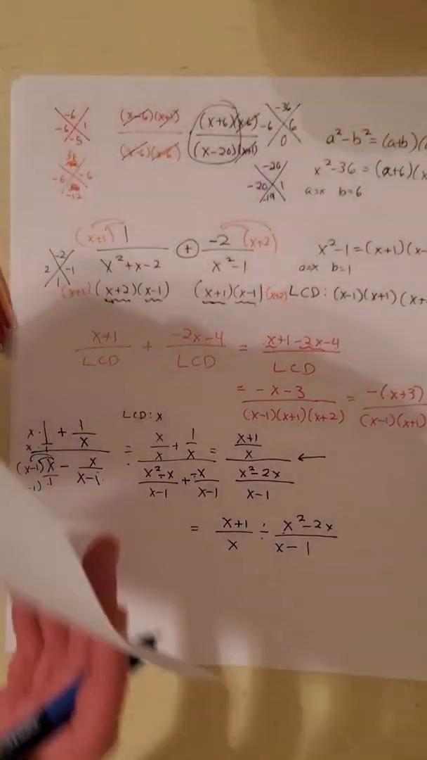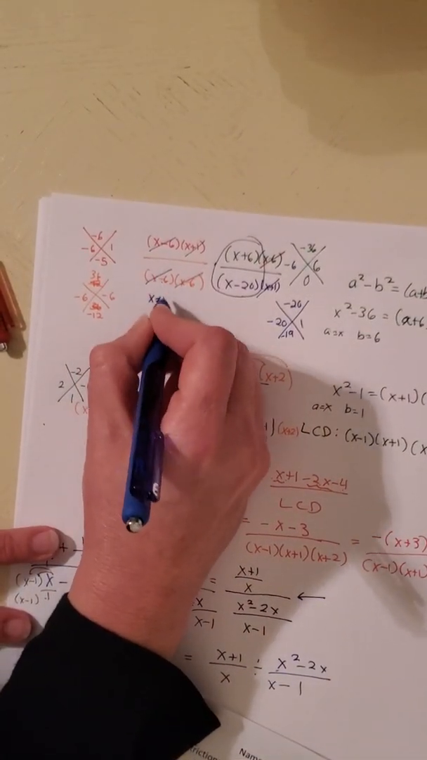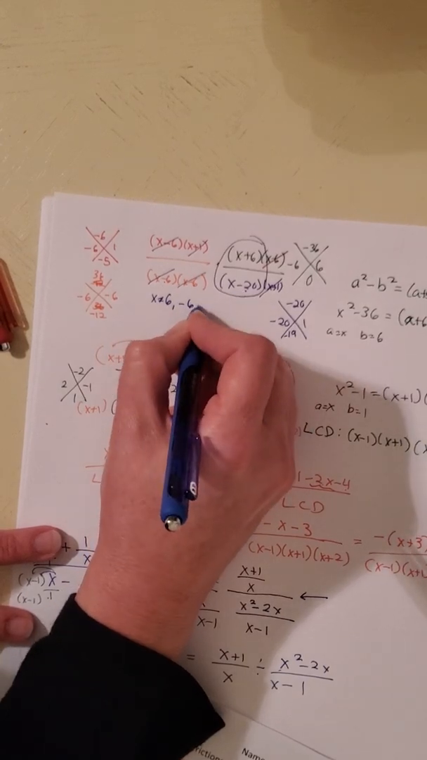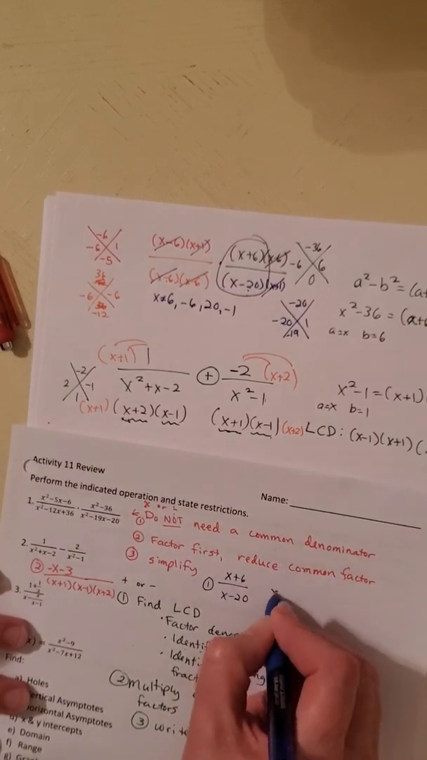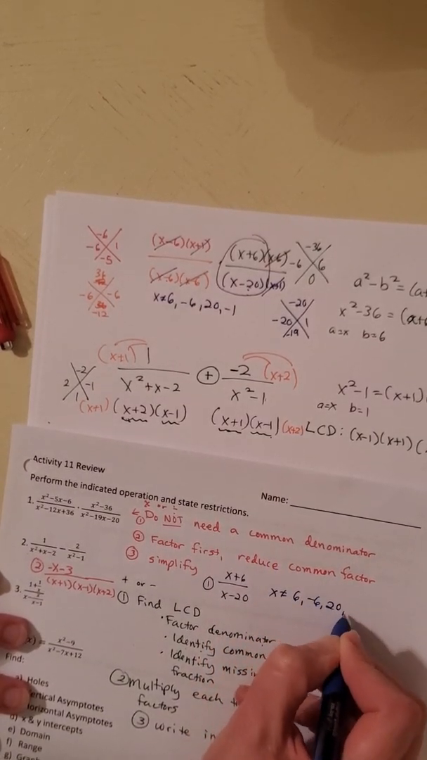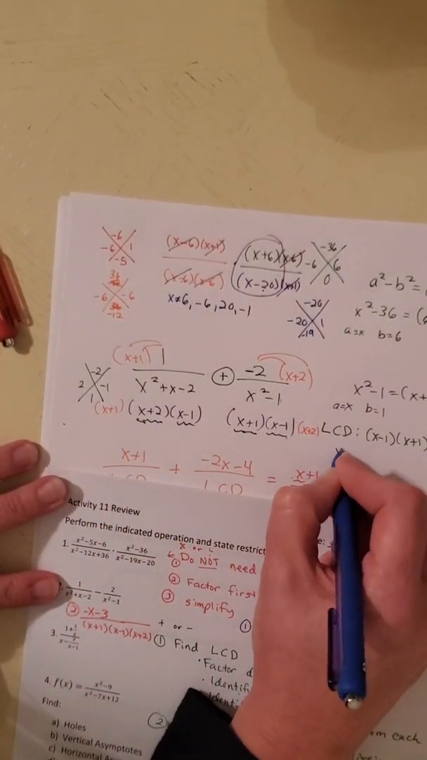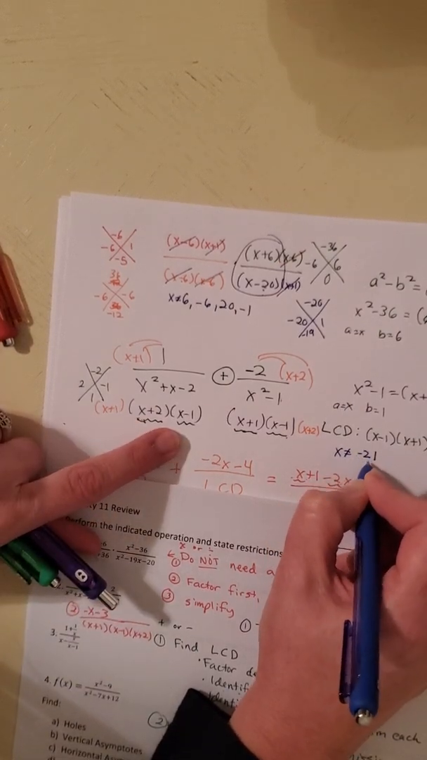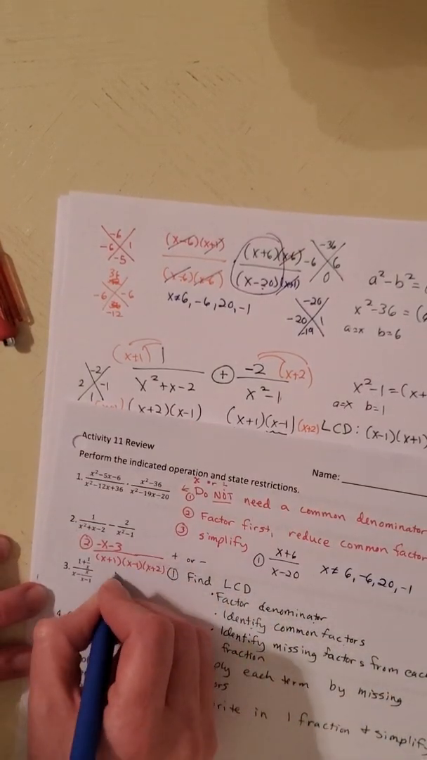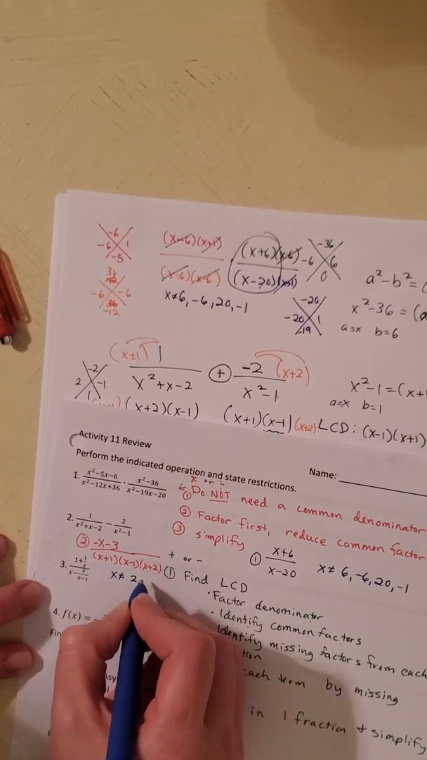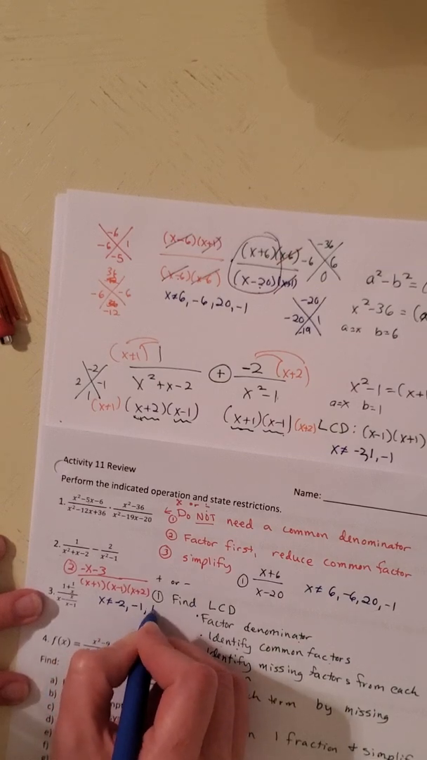So I'm going to go back and check restrictions. So on the first one, right, our restrictions right here, x cannot equal 6, negative 6, 20, and negative 1. So x cannot equal 6, negative 6, 20, and negative 1. The restrictions here are that x cannot equal negative 2, positive 1, and negative 1. So again, x cannot equal negative 2, negative 1, or positive 1.